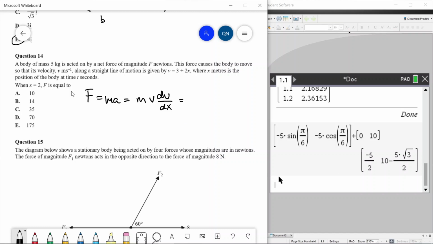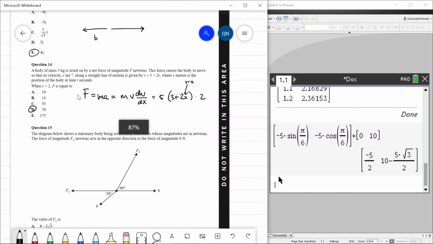So this is equal to m, which is 5. v is 3 plus 2x. And then dv/dx, that's just going to be 2. So at x equals 2, we're going to plug 2 into here. We're going to get 5 times, this is 7 overall. So 5 times 7, that's 35, times 2, that's going to give us 70.